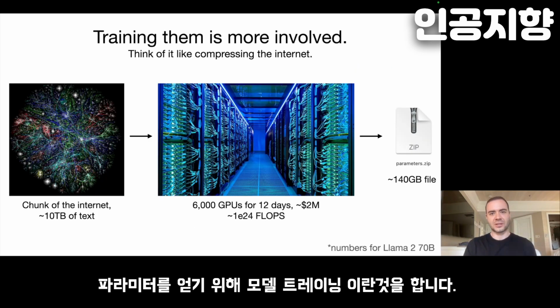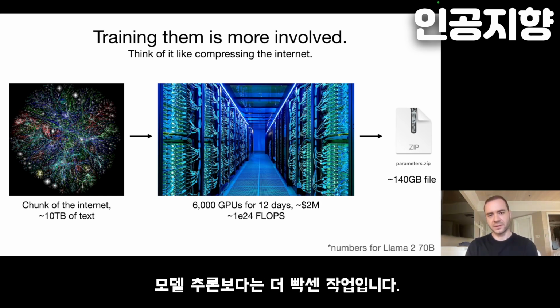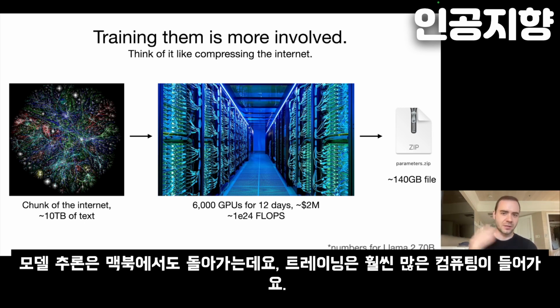So to obtain the parameters, basically the model training, as we call it, is a lot more involved than model inference, which is the part that I showed you earlier. Model inference is just running it on your MacBook. Model training is a computationally very involved process.